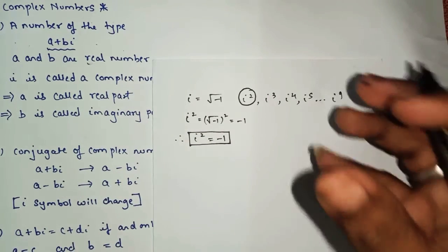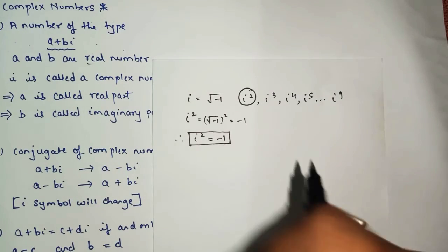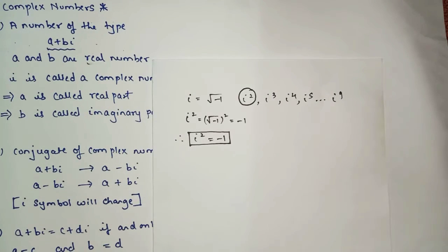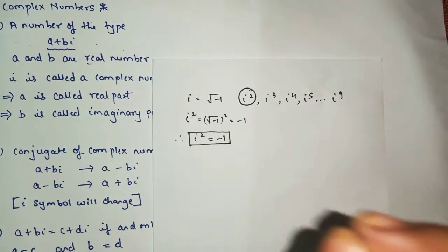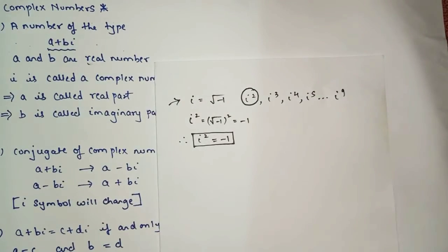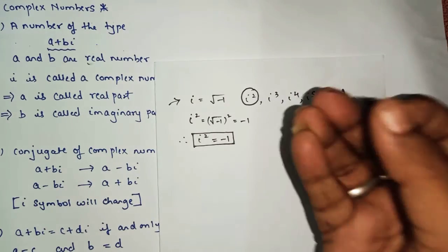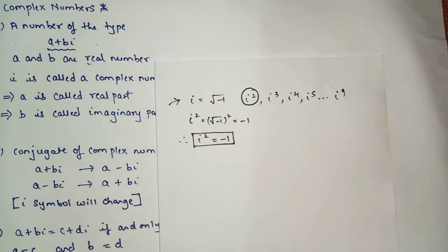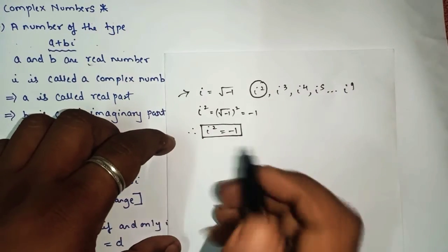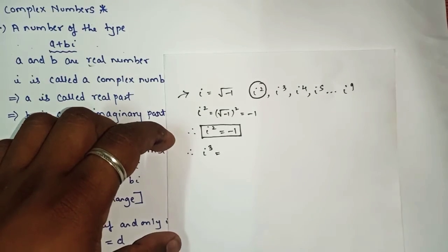Suppose in a question, wherever they say that I square is there, you have to replace I square by minus 1. So this is the important concept number 1 of the complex number, where you must know to generate the values of I square, I cube, I raised to 4, and so on. Now here we got one value.